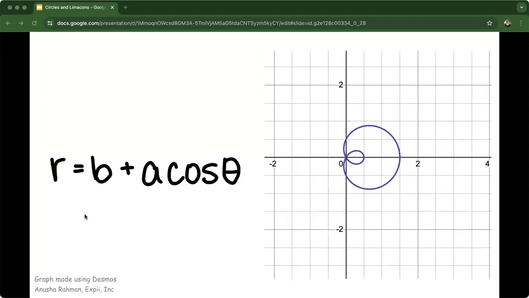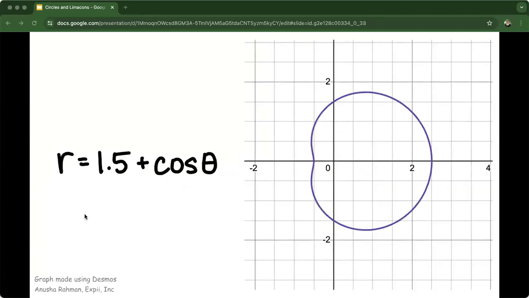If b is greater than or equal to 2a, the limaçon is convex. If 2a is greater than b, which is greater than a, the limaçon is dimpled. If b equals a, the limaçon is known as a cardioid. If b is less than a, like in this graph, the limaçon has an inner loop. But don't worry, we're going to look at some examples.